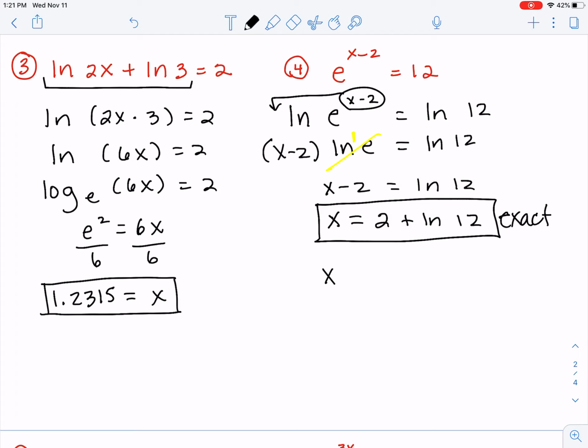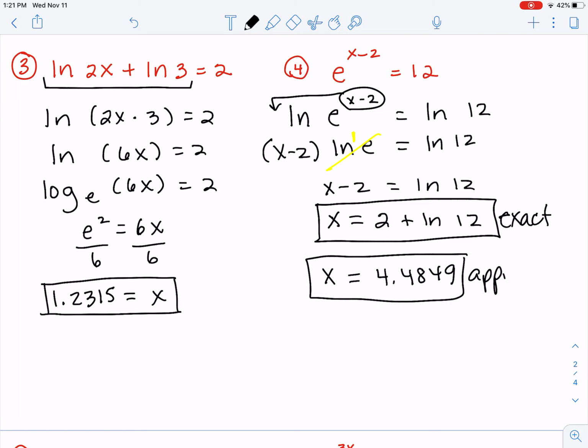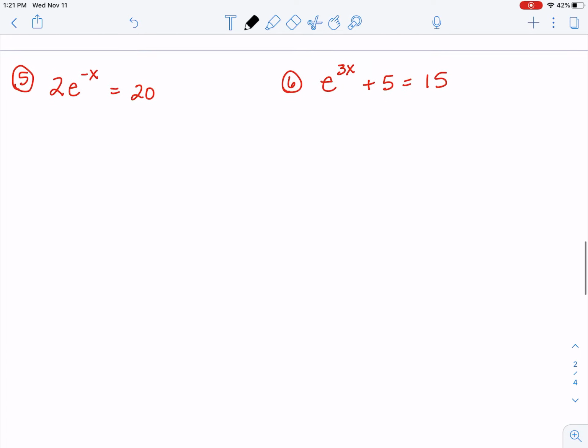So that is equal to 4.4849 if you figured that out. This is an approximate answer. Okay? I'm good with either one of them. A lot of times I'll just use the exact answers. Okay? All right, last two examples.